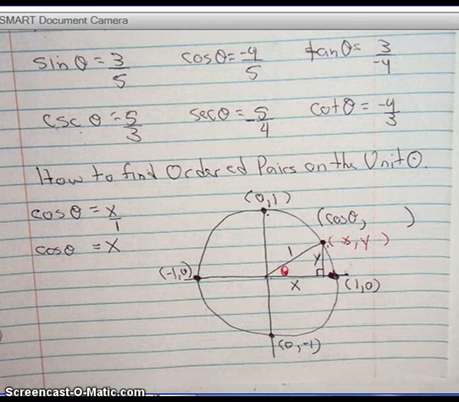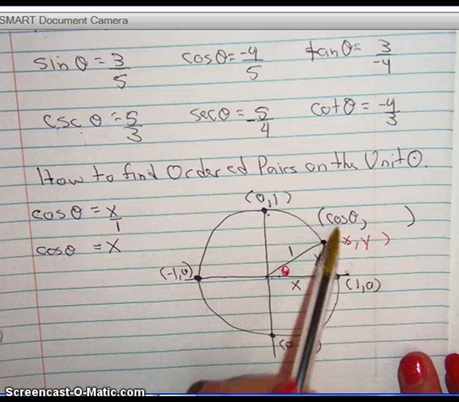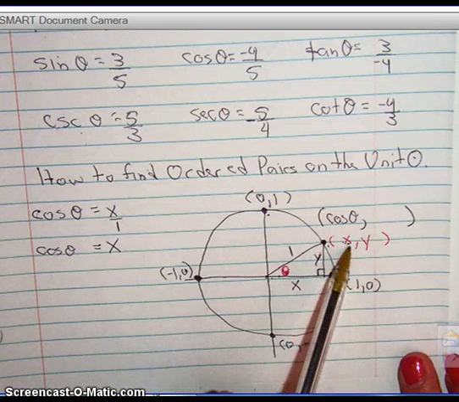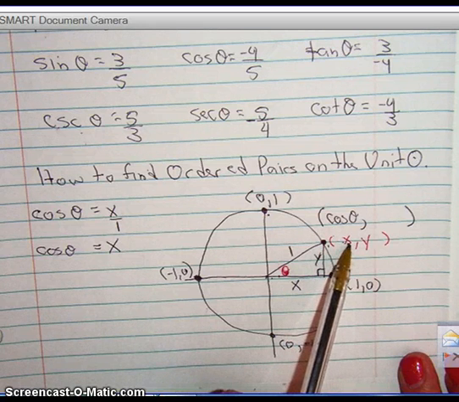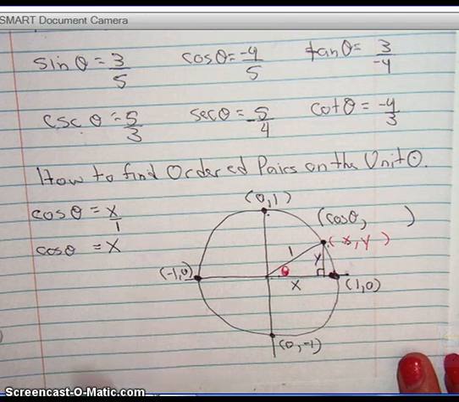So whatever theta may be, let's say it's 30 degrees. The x value of this ordered pair would be the cosine of 30 degrees, whatever that fraction is. Is that all right so far? Okay. Now I want to find y.